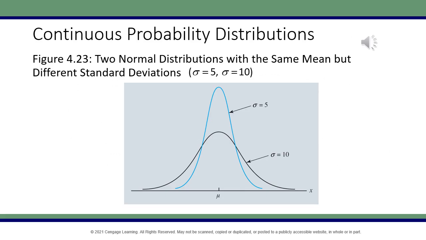Figure 4.23 shows two normal distributions with the same mean but different standard deviations, sigma equal to 5 and 10, respectively. This graph illustrates how the standard deviation affects the shape of the distribution. The curve with sigma equal to 5 is taller and narrower, while the curve with sigma equal to 10 is shorter and wider. This visual representation helps us understand that a larger standard deviation indicates more spread in the data, resulting in a flatter, wider curve.